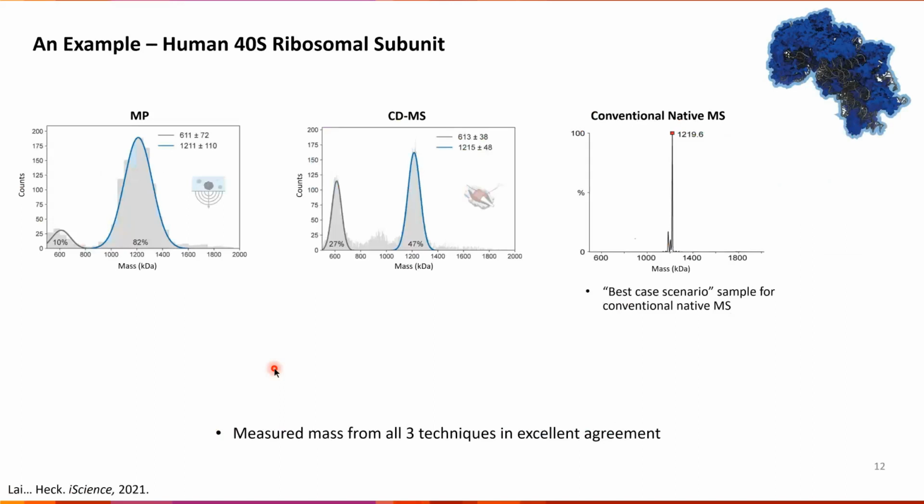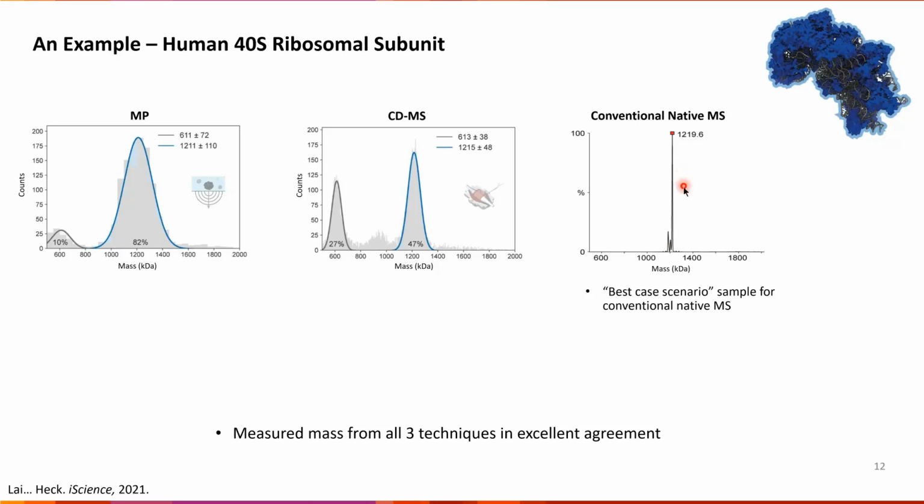So to demonstrate what these techniques can do, here I start with the ribosomal 40S particle that I mentioned previously. On the right-hand side here is the conventional native mass spec data. Here I show the data a little bit differently. Instead of showing the charge distribution, I'm showing what we call the deconvoluted or the zero charge spectrum. Through processing, we collapse all the peaks into a single real mass peak.